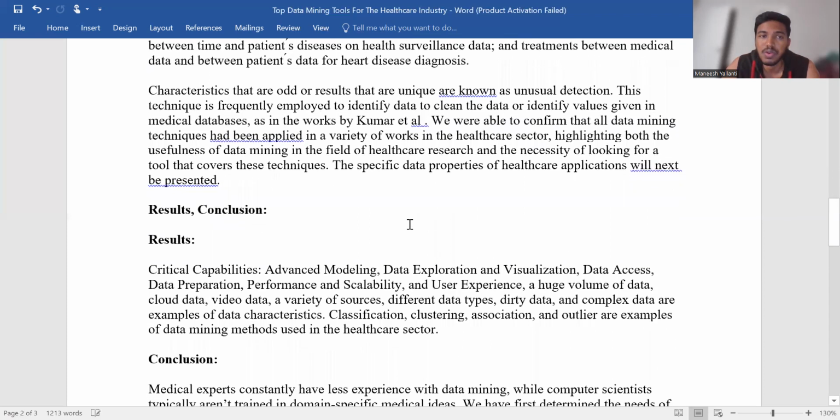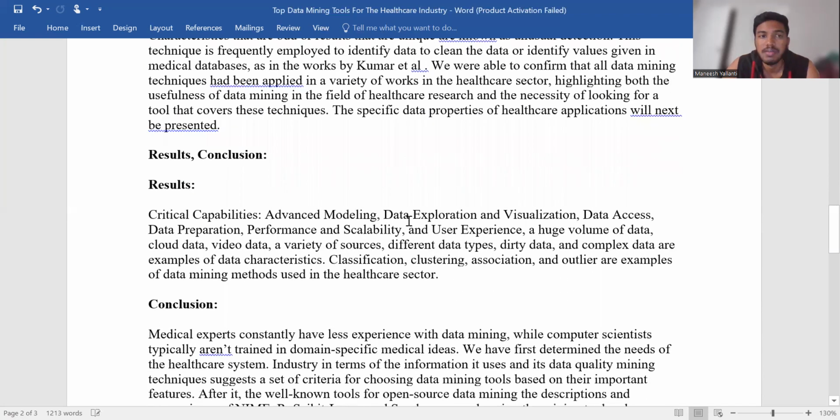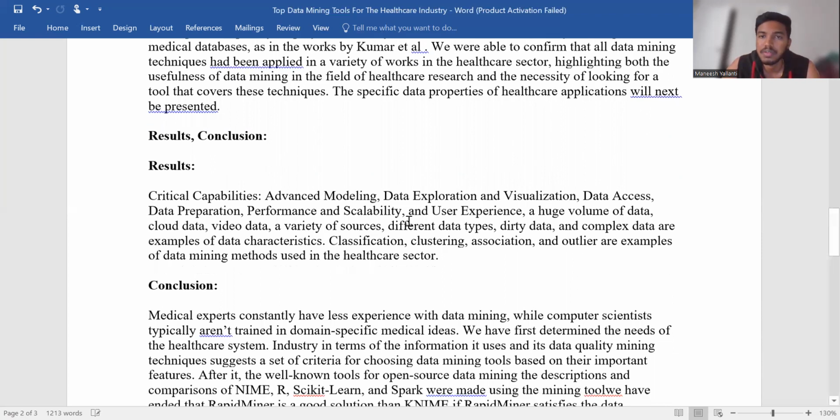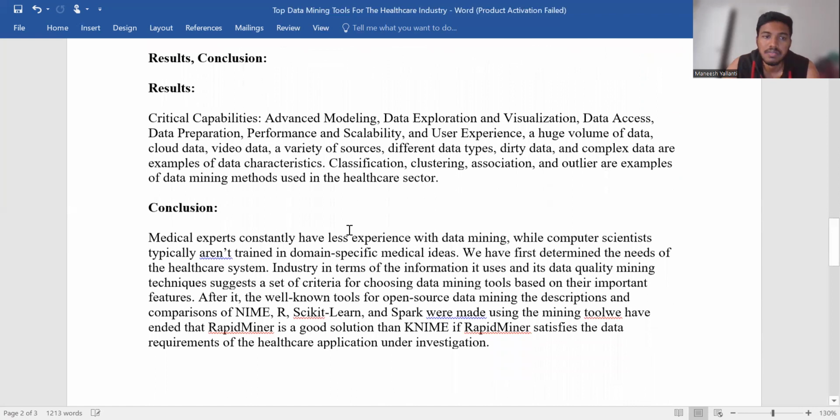We were able to confirm that all data mining techniques had been applied in a variety of works in the healthcare sector, highlighting both the usefulness of data mining in the field of healthcare research and the necessity of looking for a tool that covers these techniques. The specific data properties of healthcare applications will next be presented. Results. Critical capabilities, advanced modeling, data exploration, visualization, data access preparation, performance scale, and user experience, and volume of data are examples of data categories. Classification and testing are examples of data mining methods used in the healthcare sector.